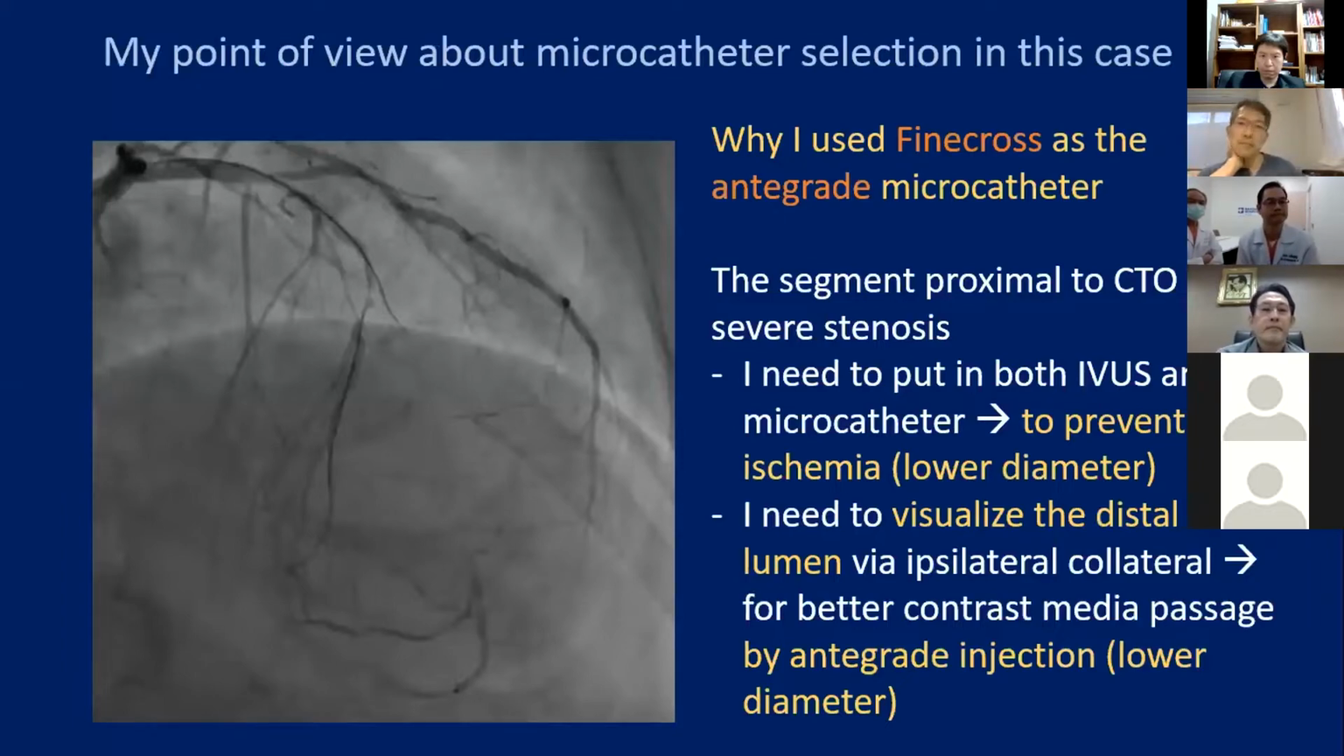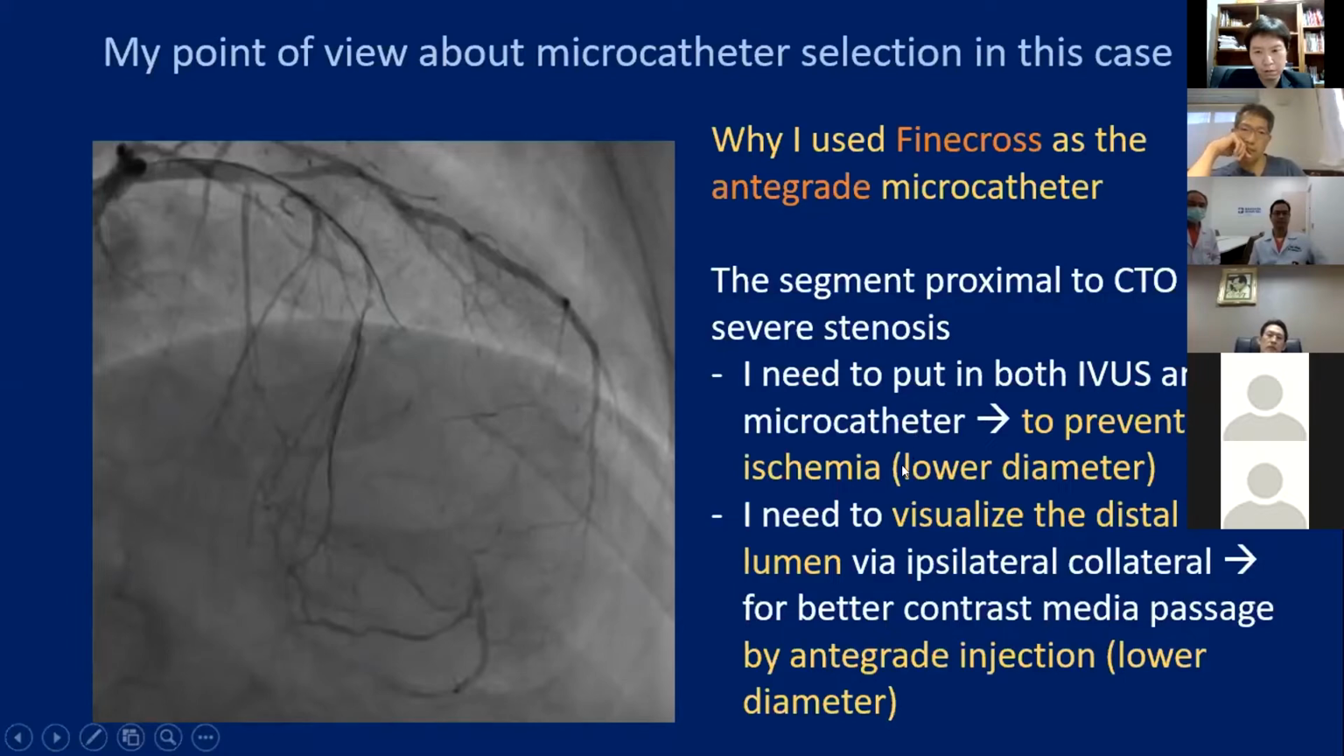And because this session is about the usage of microcatheter, I want to discuss my point of view about the microcatheter selection in my case. So I use the 5 Cross as the antegrade microcatheter, because I think the proximal segment of the vessel has a severe stenosis. And in this case, I need to put in both IVUS and a microcatheter for the puncture of the CTO entry.